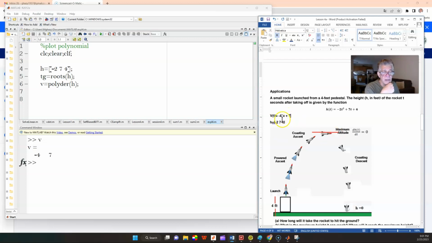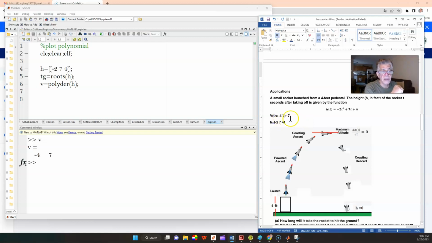Mathematically we say negative 4x plus 7 equals 0. No, by the way, it's not x. That's a mistake. That's time. The independent variable is time. I'm finding the derivative of this with respect to time. So if you make this equal to 0, you can find the value of t when it reaches the maximum height, or when the velocity is equal to 0.